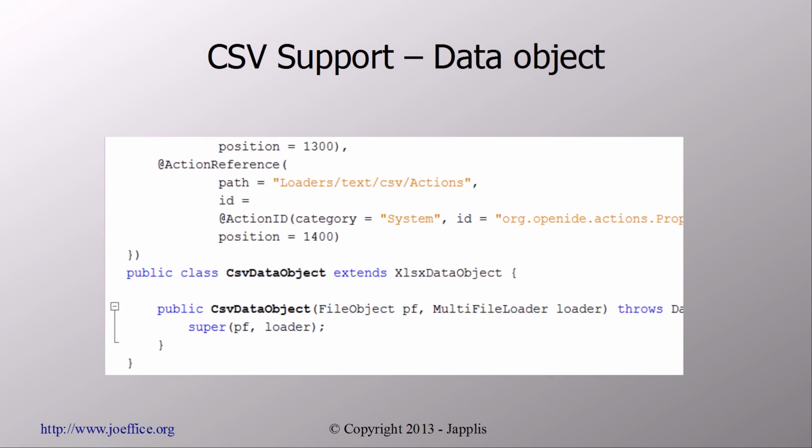Now, instead of doing a copy-paste for loading and saving the file, for this one we just extend the XLSX data object. That's something we already did for the XLS format. Now we're doing it also for the CSV. And in the load method that we saw earlier, the object will detect if it's a CSV file and load it correctly.